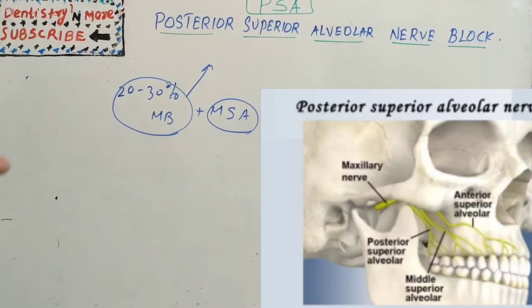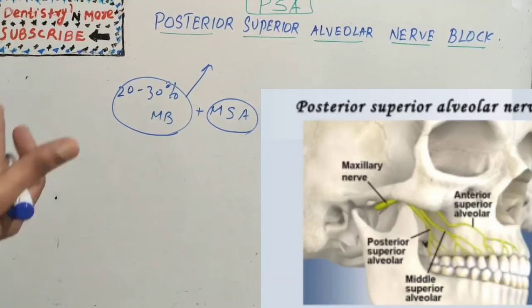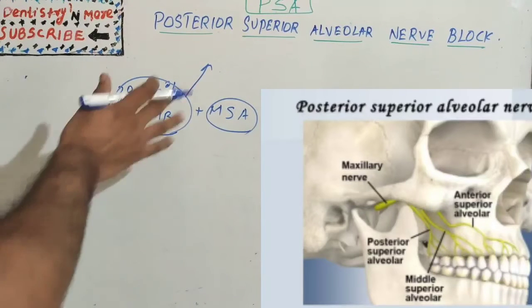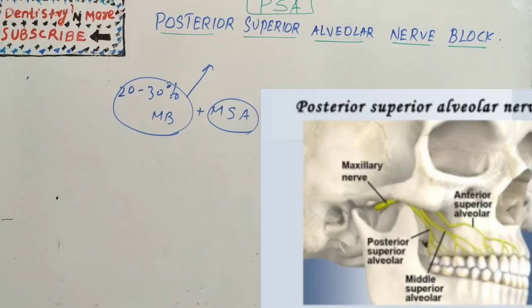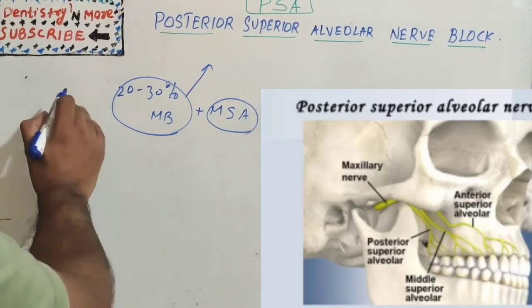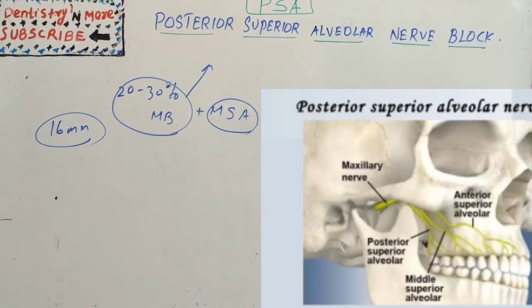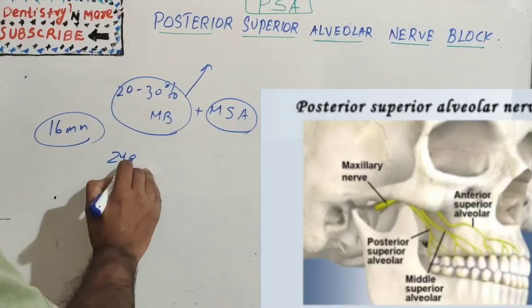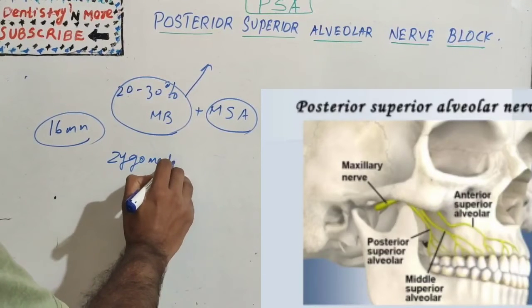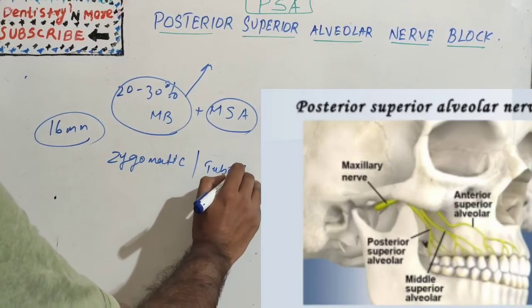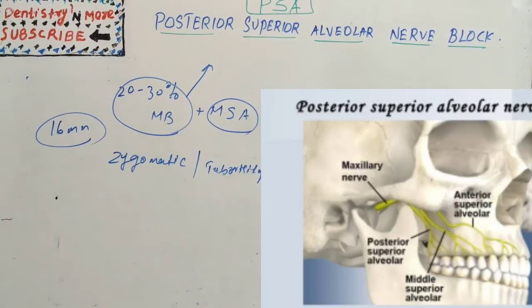The average depth of soft tissue penetration is 16 mm. So 16 mm will be the ideal depth of penetration with respect to the PSA. It has other names such as the zygomatic block or the tuberosity block, because it is given in that area, the zygomatic bone or maxillary tuberosity.